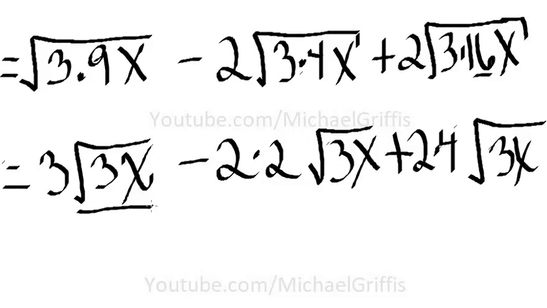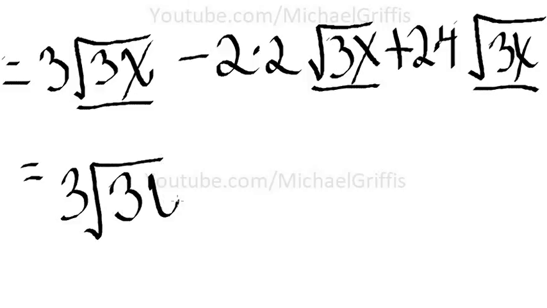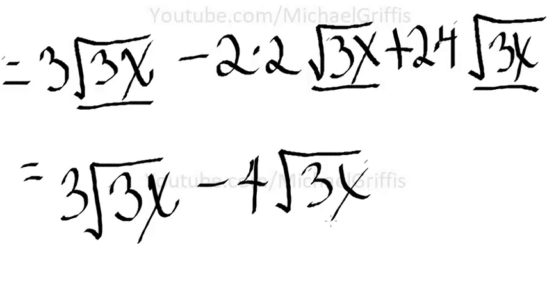So now we have like terms here. See this? We have a square root of 3x, a square root of 3x, and a square root of 3x. But let's go ahead first and simplify it a little bit more. So we have 3 times the square root of 3x, minus 2 times 2 is 4, times the square root of 3x, and lastly 8 times the square root of 3x.